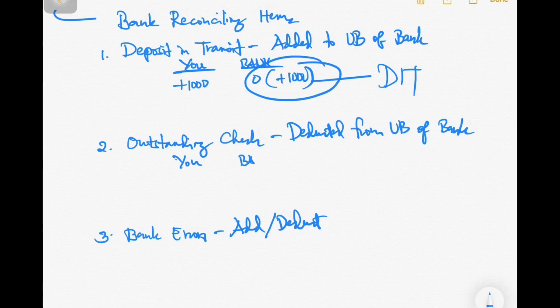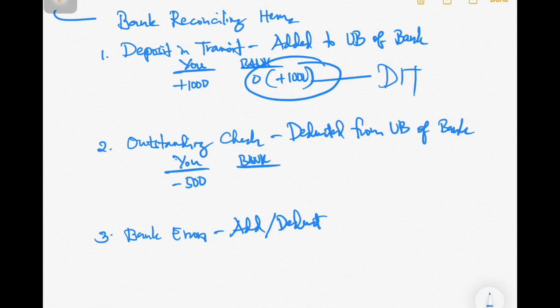So this is you. This is the bank. Ito nangyari. You paid your supplier with a check. So in your record, it's automatically deducted. Let's say it's 500. And it's March 1. So you paid March 1, but the supplier was not able to encash the money right away. Instead, the supplier encashed it, let's say on April 6. So that's next month already.